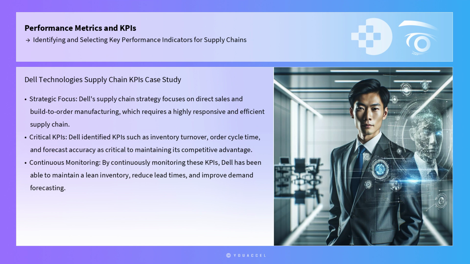A case study that illustrates the effective selection and implementation of supply chain KPIs is that of Dell Technologies. Dell's supply chain strategy focuses on direct sales and build-to-order manufacturing, which requires a highly responsive and efficient supply chain. Dell identified KPIs such as inventory turnover, order cycle time, and forecast accuracy as critical to maintaining its competitive advantage. By continuously monitoring these KPIs, Dell has been able to maintain a lean inventory, reduce lead times, and improve demand forecasting, thereby enhancing its overall supply chain performance.